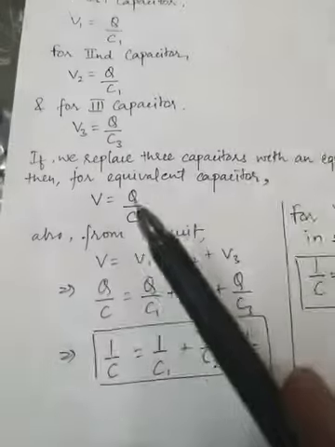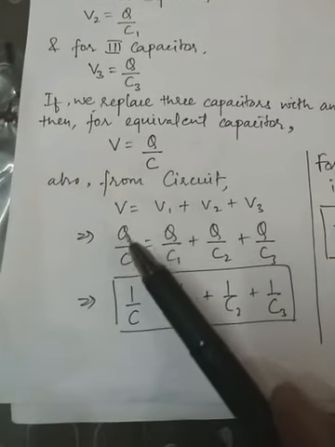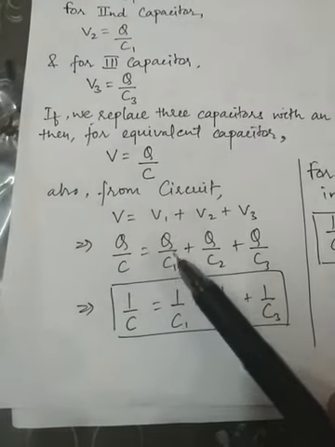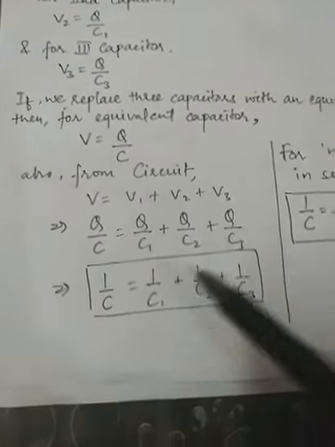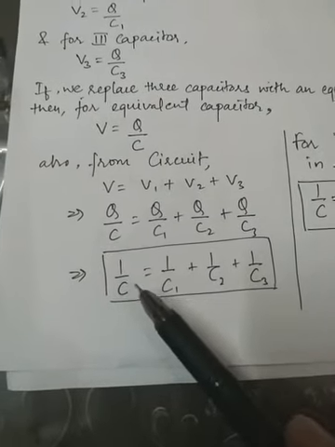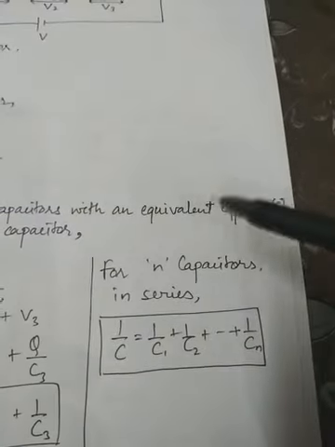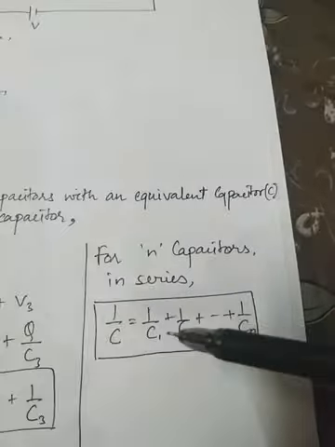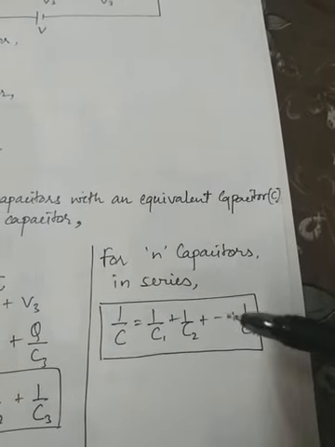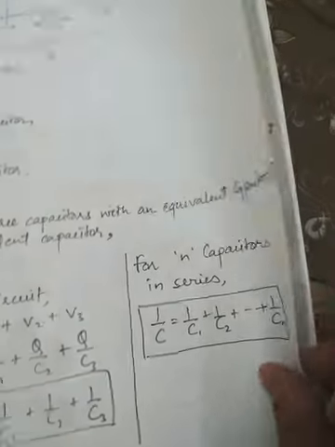On placing the values of V, V1, V2 and V3, we will get Q by C is equal to Q by C1 plus Q by C2 plus Q by C3. Q cancelled out, so it is 1 by C is equal to 1 by C1 plus 1 by C2 plus 1 by C3. If n capacitors are connected in series, then the formula will become 1 upon C is equal to 1 upon C1 plus 1 upon C2 plus 1 upon C3 up to 1 upon Cn. So this is for series combination.